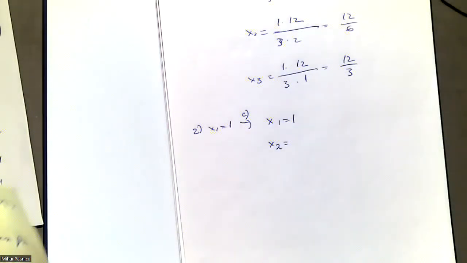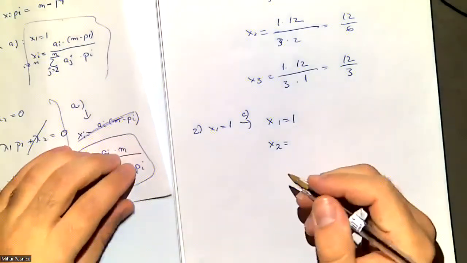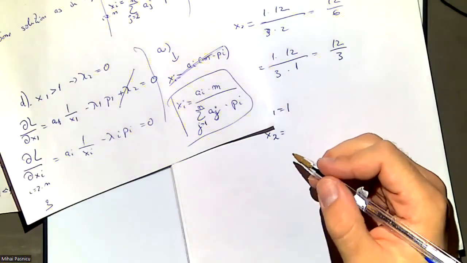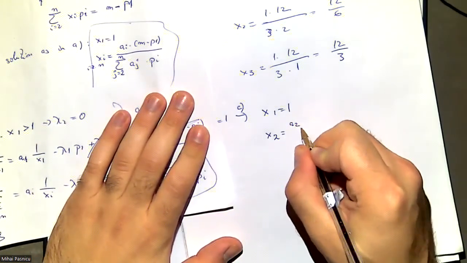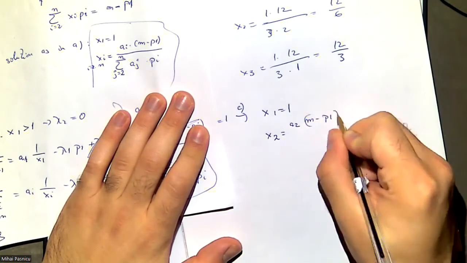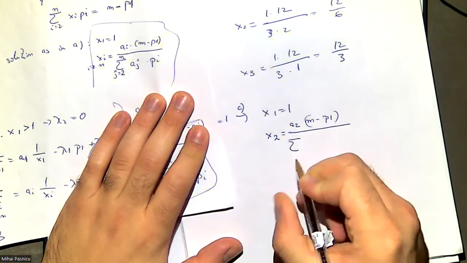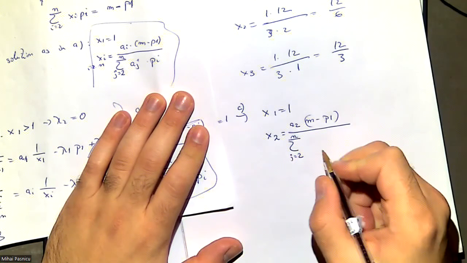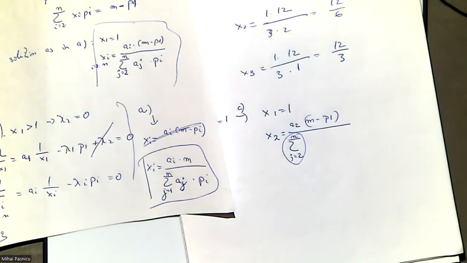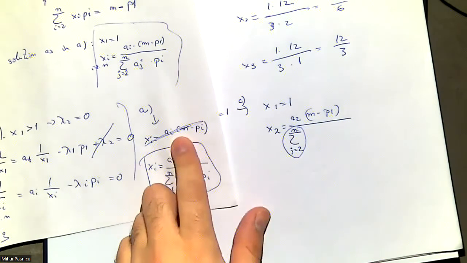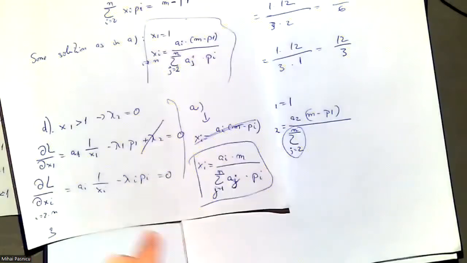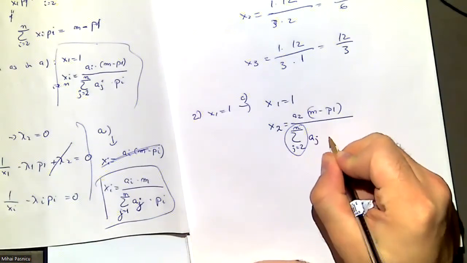Okay. So I'm going to get x2 is equal to, this is a big mistake over here. So your formula is a2 times (m minus p1) over the sum from j equals 2, and here's the thing right here. This is why some of you didn't get the budget constraint satisfied. This is from j equals 2 to n. It's not from j equals 1 to n. Look at my formula, it's j equals 2 to n. Small mistake, but it did cost some people.